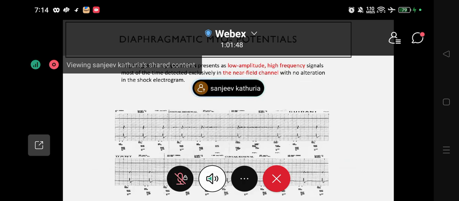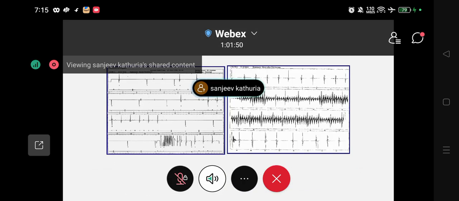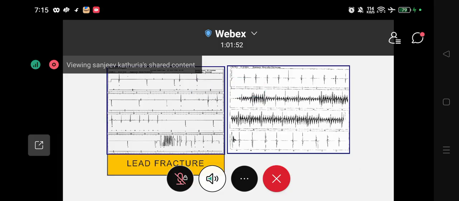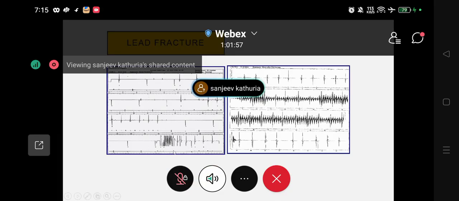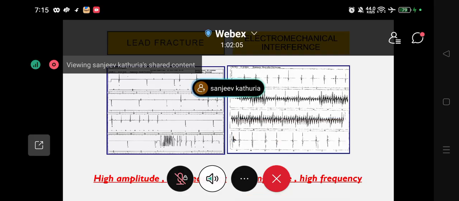Now, to make it simple for you, this is the explanation. Simple. Lead fracture. See the problem. It is high amplitude but low frequency. Low amplitude, high frequency means potentials. It can be EMI, electric interference from the muscle, diaphragm, skeletal muscle, pectoral muscle, anything.